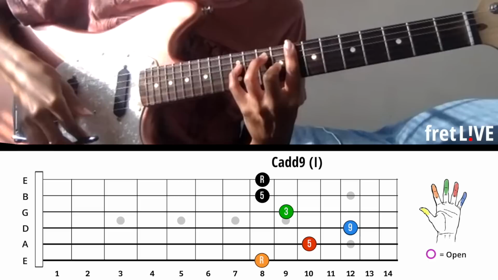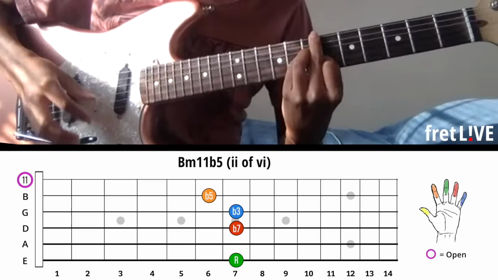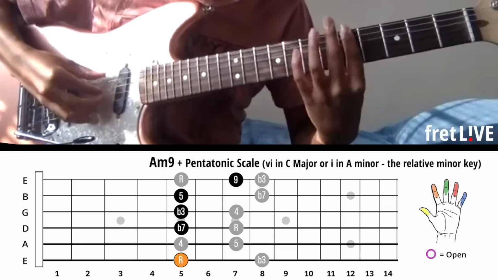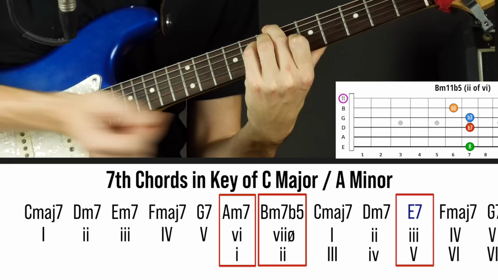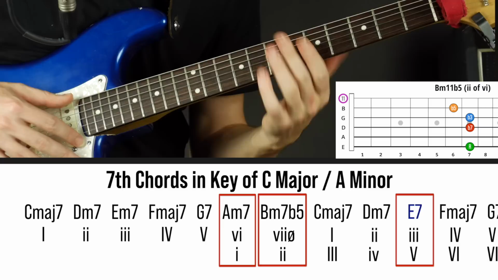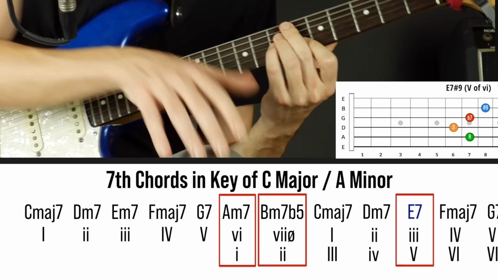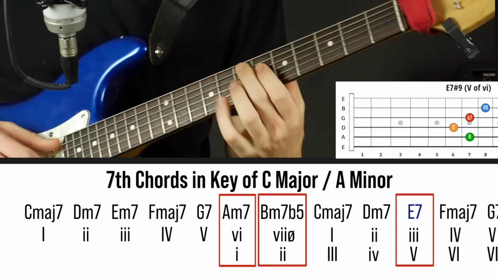Then I'll follow it up with a minor 2-5-1. Minor 2. 5-1. But she adds this E, which makes it a B minor 11 flat 5. And minor 7 flat 5 is a synonym for half diminished. What we have here is a diminished triad with a minor 7th. Again, using those fingers, almost like a piano player. Do, do, do, do. Then we go to this E7 sharp 9.